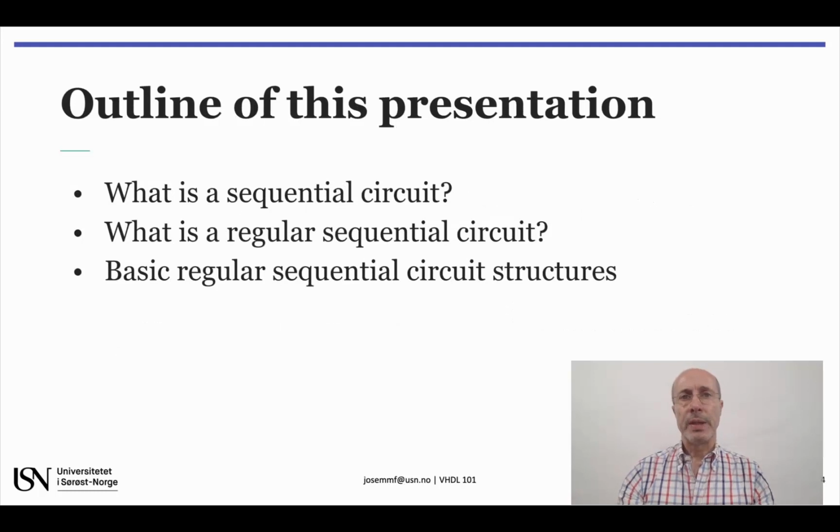The presentation itself is organized into three parts. We will start by sequential circuits in general, then look at the specific case of regular sequential circuits, and to close we will consider the most common regular sequential circuit structures.